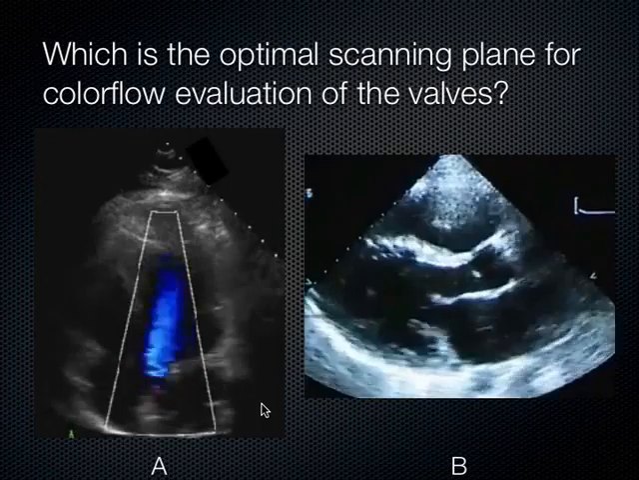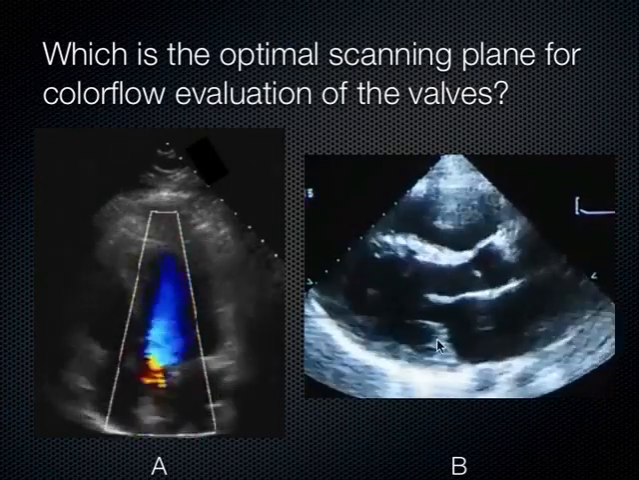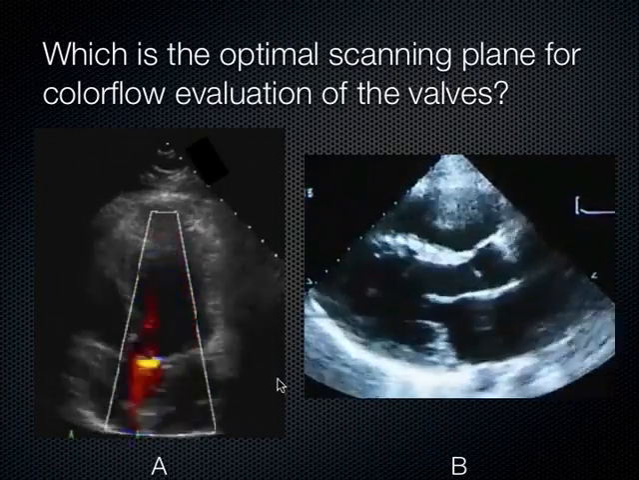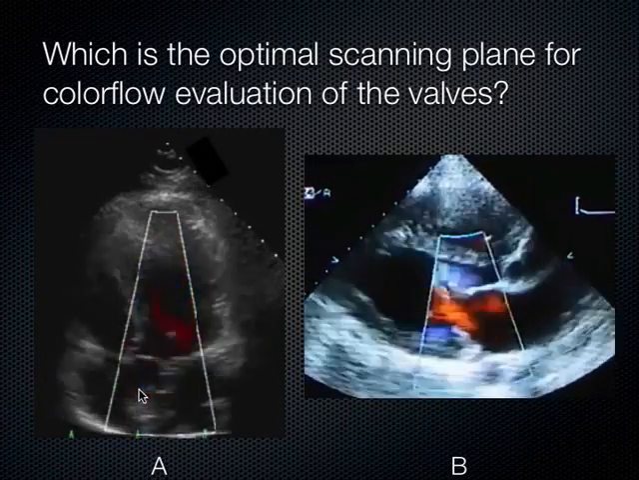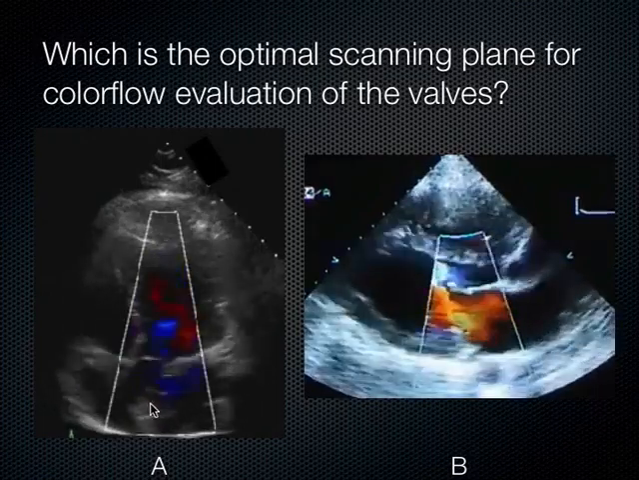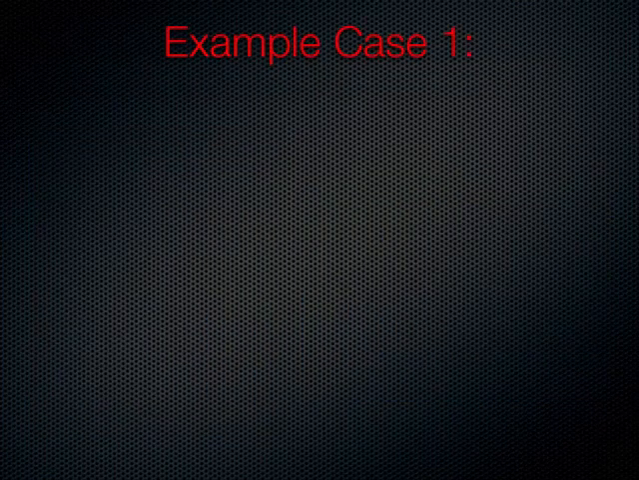So that's why, even though we're doing it over here, it's not ideal. It's much cleaner to do it here, looking at the aortic valve in the apical 5-chamber view. But that's the idea. You want to be parallel. So A is the answer.